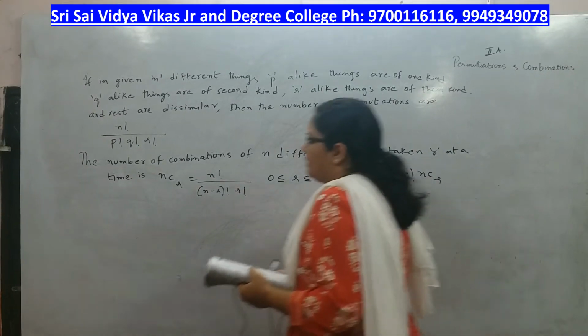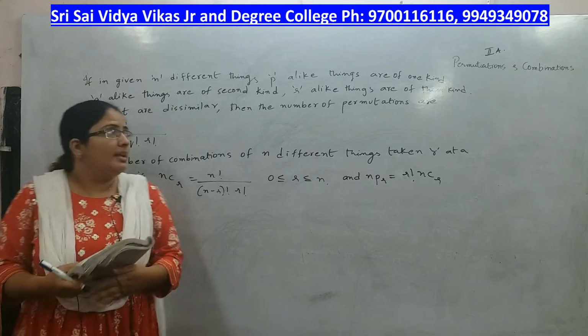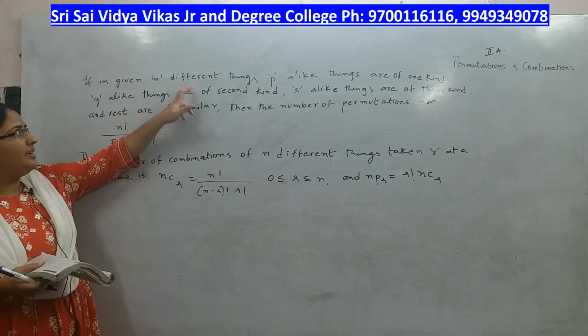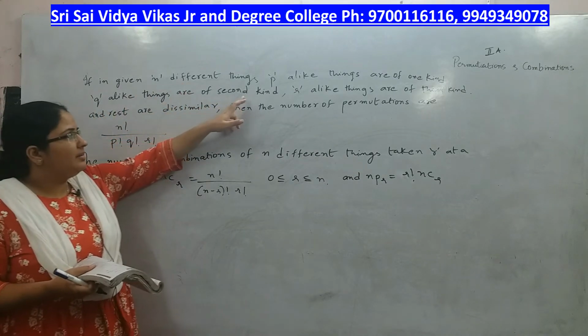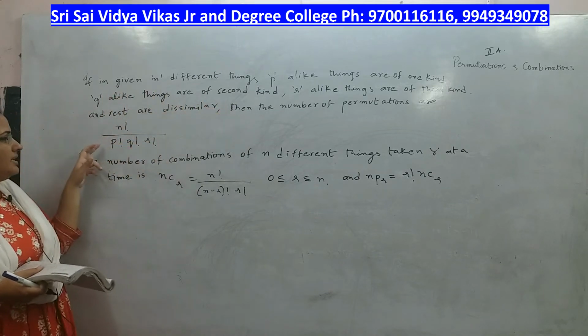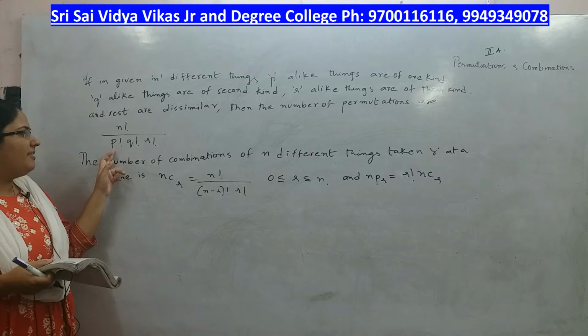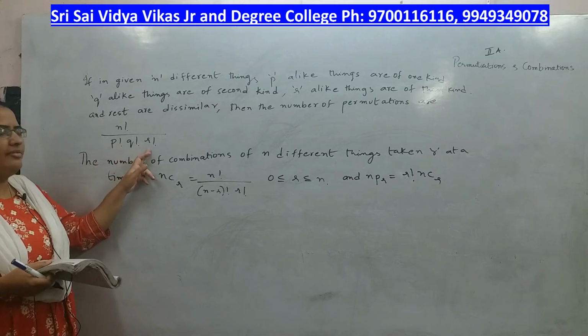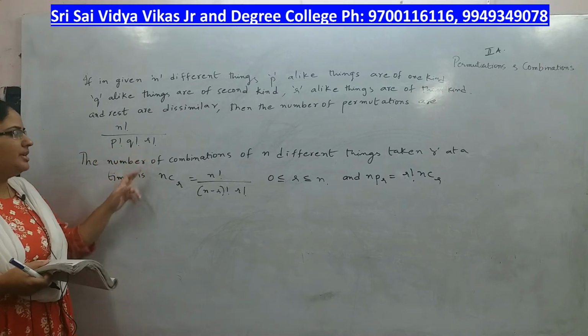We have the next set of definitions. If n things are given in which p are alike, q things are alike and r things are alike, they can be arranged in n factorial by p factorial into q factorial into r factorial ways. These are the number of permutations.